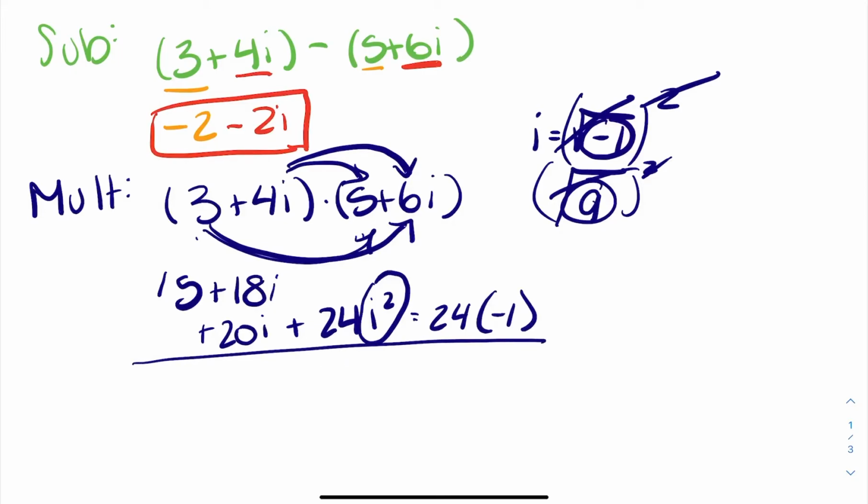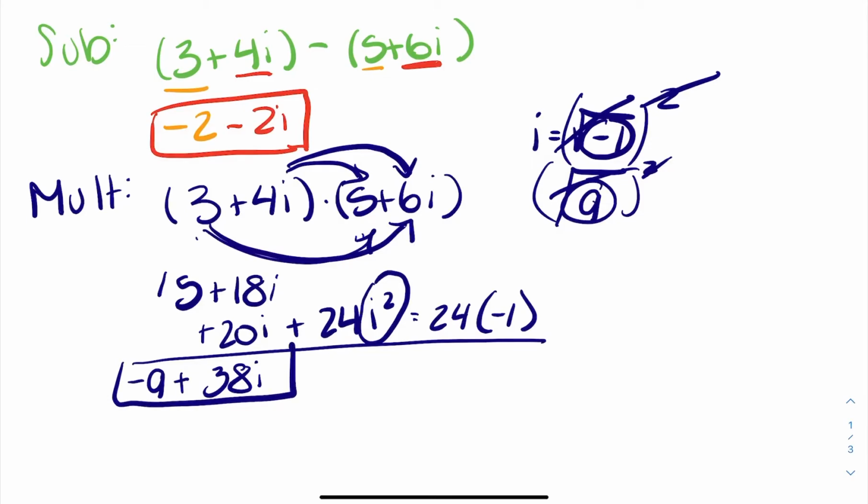So then you could simplify your like terms. You have 38i, and then 15 minus 24, which is -9. And that is your final answer.